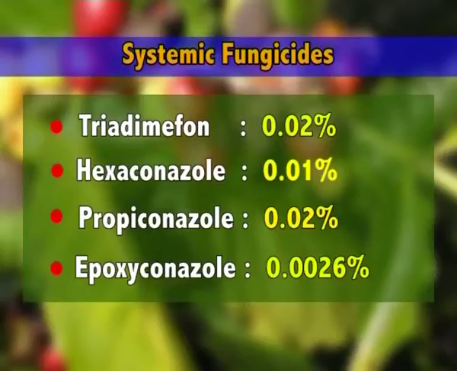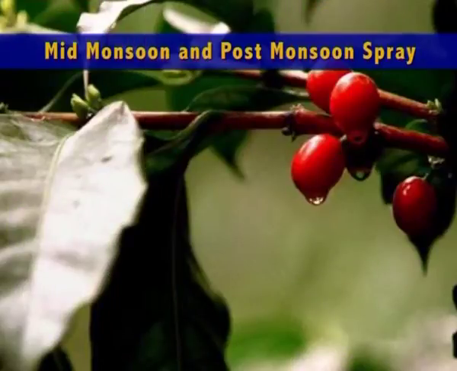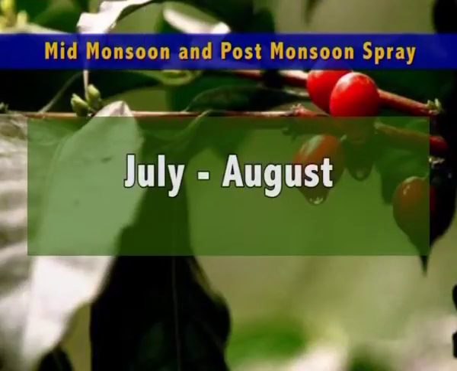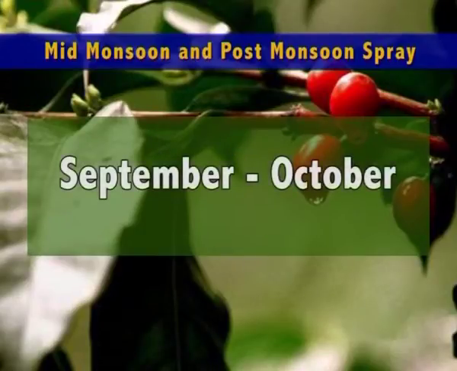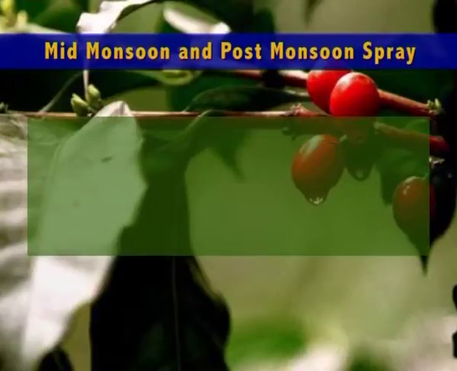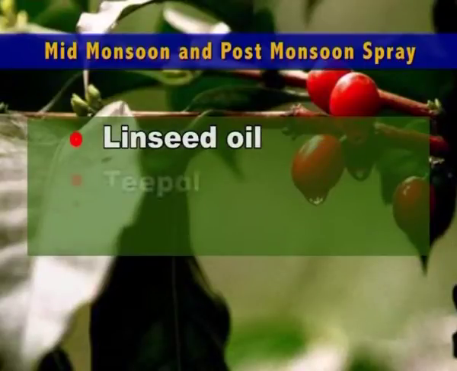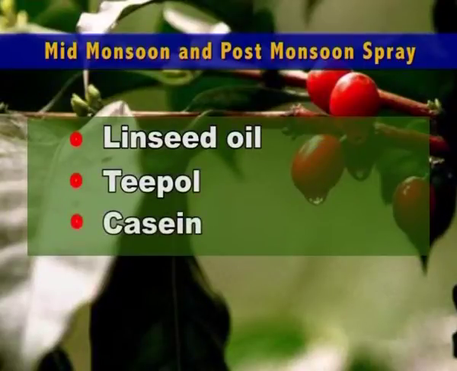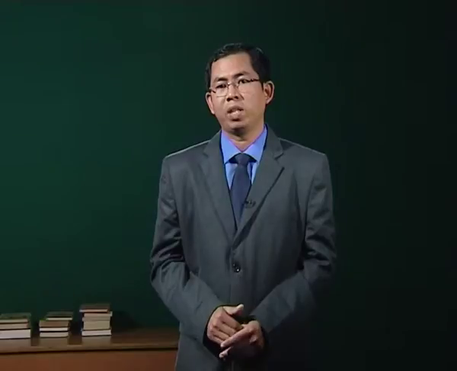Then after that we can go for the mid-monsoon spray, that is July-August, and the post-monsoon spray, that is September to October, with Bordeaux mixture or Plantvax, along with a spreader and sticker like linseed oil or Teepol or casein, which increase the fungicide efficacy. So this is all about the rust of coffee.